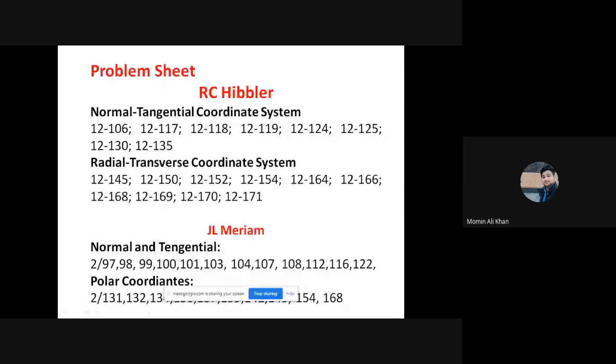Now if you look at the problem sheet, it has problems from your RC Hibbeler book and from your JL Meriam book. These are the problems for NT. This one is for the RT coordinate system. RT means radial transverse coordinate system. And again, in the JL Meriam book, you have these problems. So I hope these are relevant problems. If you find any other relevant problem, please go through it.